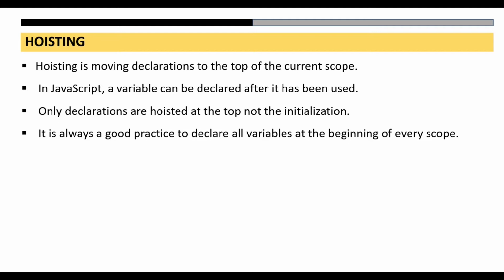Let's say for some reason I skipped the part of declaration of the variable. So firstly I initialize the variable, then I use the variable, and then I declare the variable. So JavaScript automatically takes the declaration to the top of the current scope while executing the code. That means your declarations can be hoisted to the top of the current scope of the variable. In JavaScript, a variable can be declared after it has been used. That means I'm going to use the variable first and then I'm going to declare it.